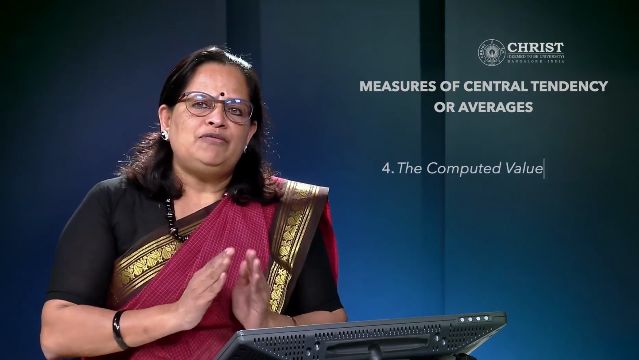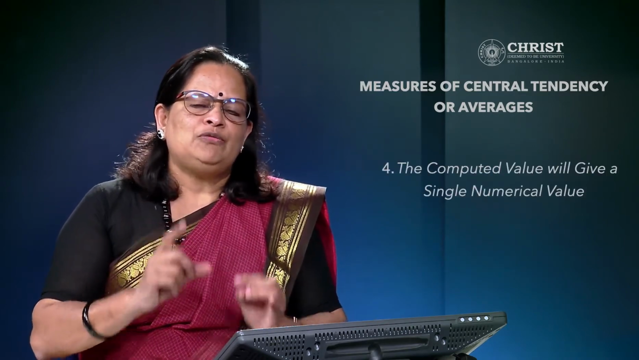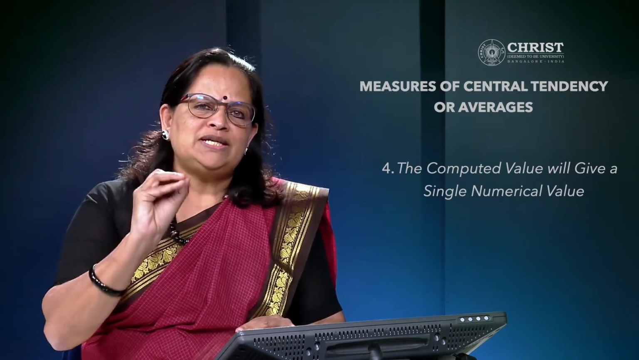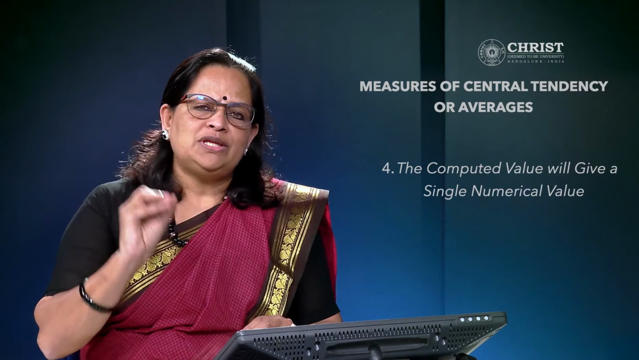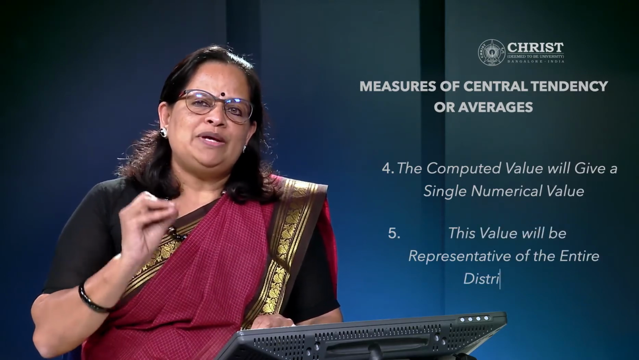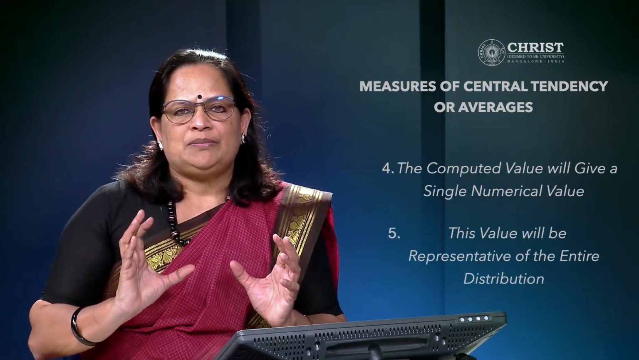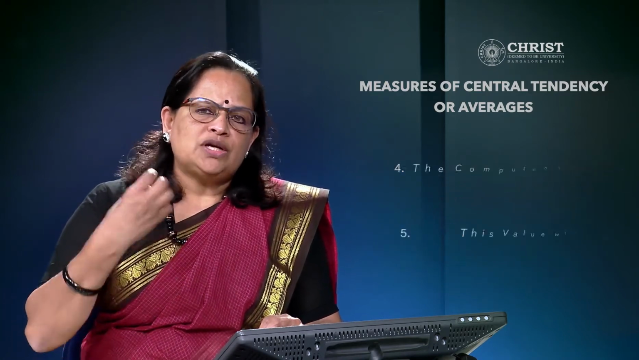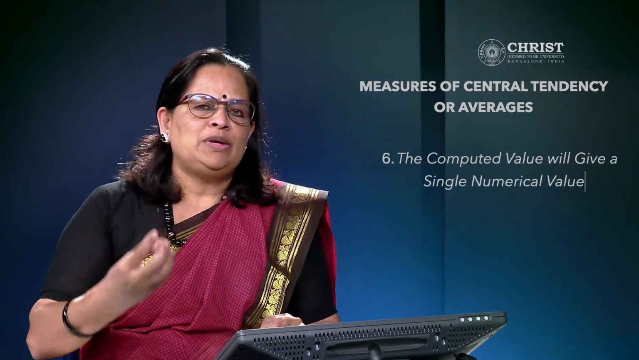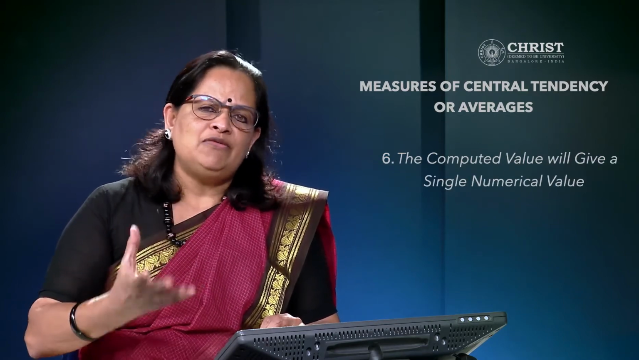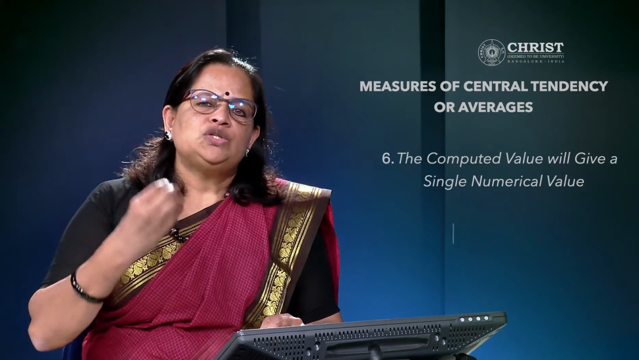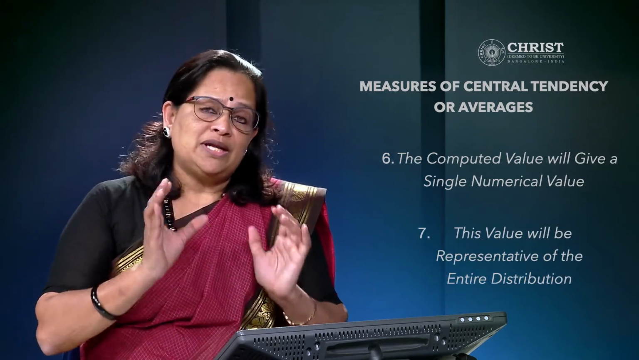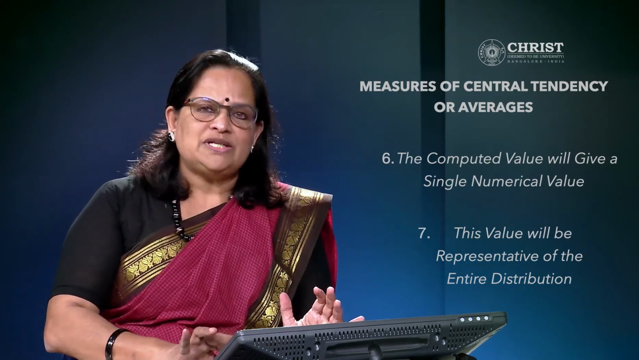The computed value, whether it's mean, mode or median, gives a single numerical value, and from that one value we get some idea about the other values. This value is representative of the entire distribution, and based on that we make certain assumptions about the distribution. The value can be 5, 6, 7, any value, or 6.6. This is very important, and that is why we call it a measure of central tendency.